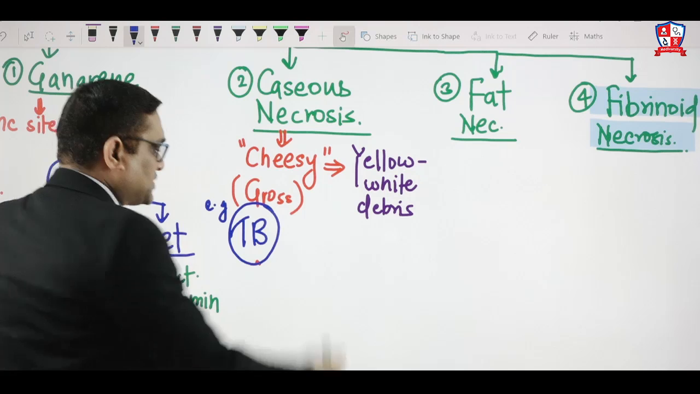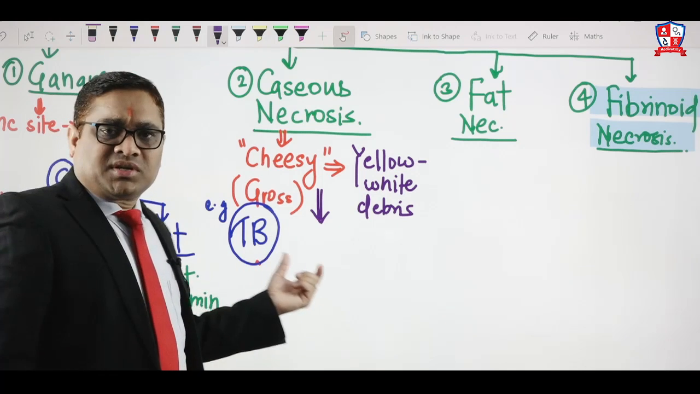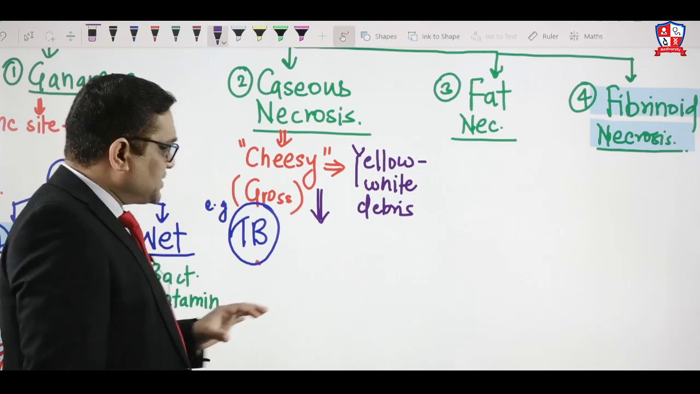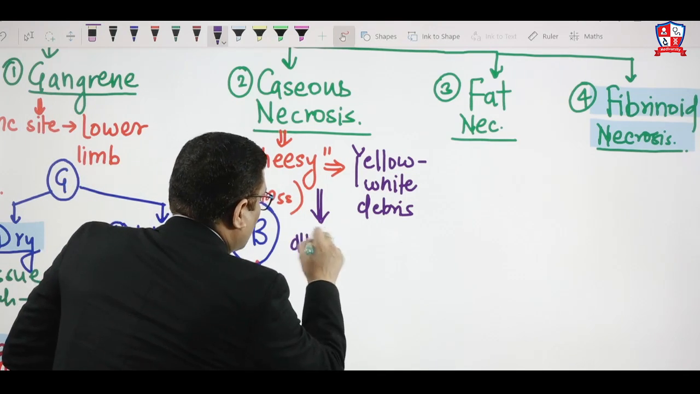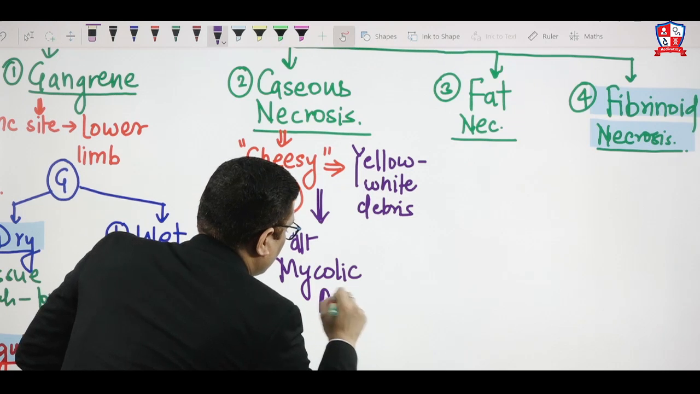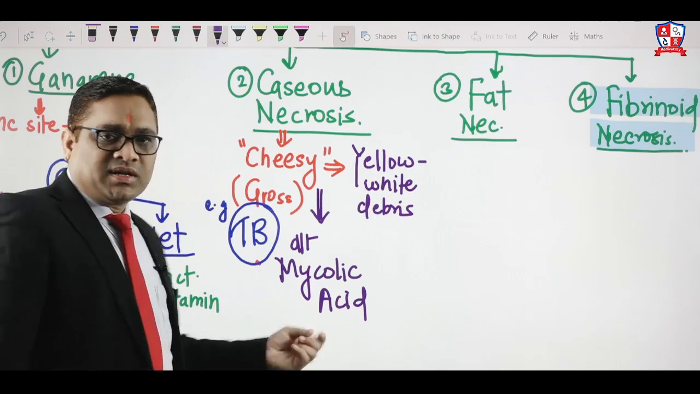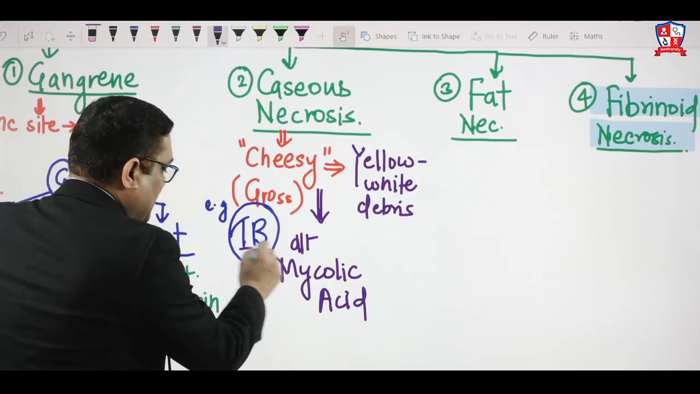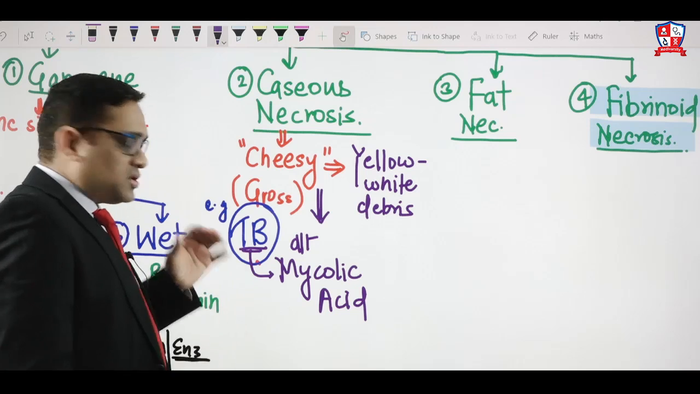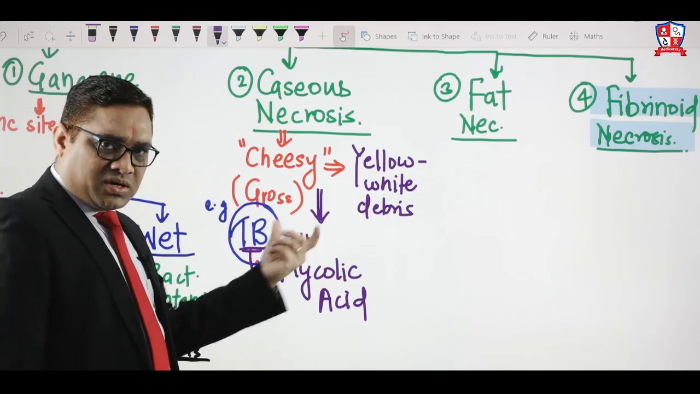And this cheesy substance, this was the question in the All India exam 2016. Why is caseous necrosis caseous, meaning why is it cheesy? When the examiner asks why it is caseous or cheesy, remember it is due to the presence of mycolic acid in the bacterial cell wall. Because the bacterial cell wall has mycolic acid, that is the reason for the caseous or cheesy necrosis, right? So in TB inflammation you will find caseous necrosis. The gross appearance will be cheesy, with yellowish white debris or tissue debris.